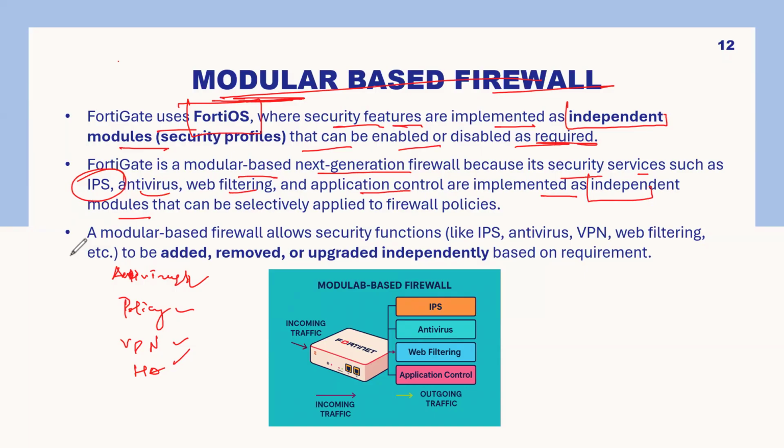Getting the point? So a modular based firewall allows security functions like IPS, antivirus, VPN, web filtering, etc. to be added, removed, or upgraded independently based on the requirement. So when I require a policy, I will go and create the policies. When I require HA, I will go and create the HA. When I require the VPN part, I will go and create the VPN part. So each and every module is going to have separate functions. That's why it is called a modular based firewall. This is the exact meaning of a modular based firewall. Fine.